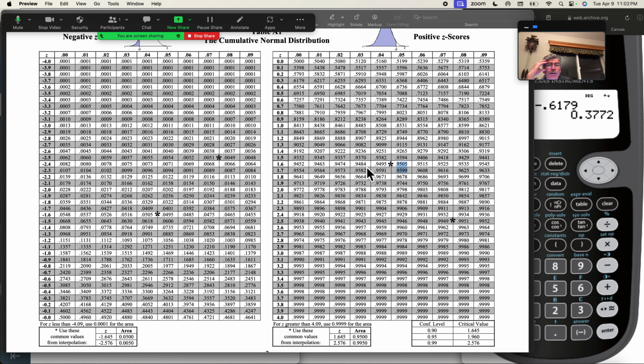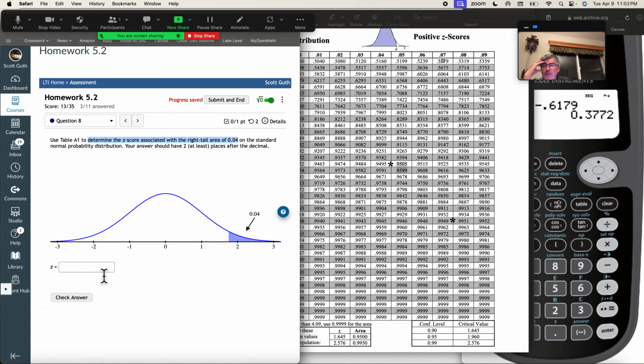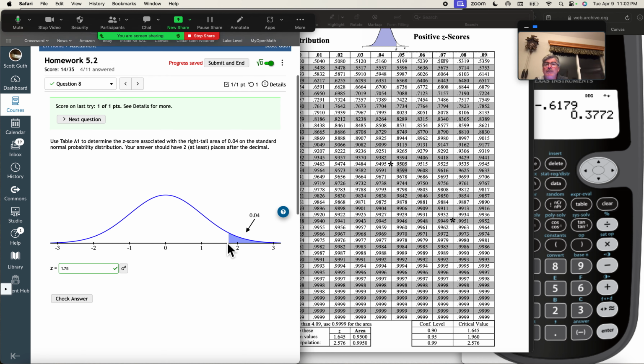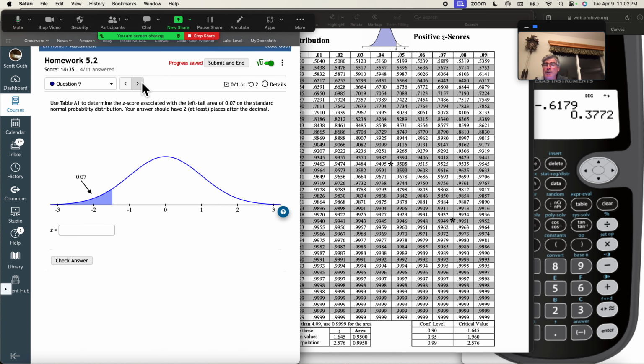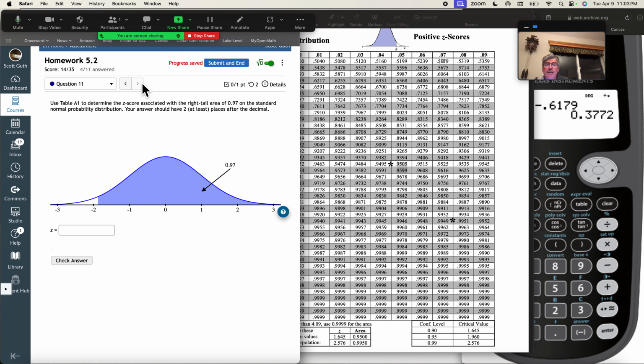And the z-score here is 1.75 up there. So we'll just go ahead and put that in. 1.75, like that. And I think that's all we have to do, and there's probably more homework problems like that one. And so I'll just let you guys figure out the rest of these. They're basically all the same at this point.